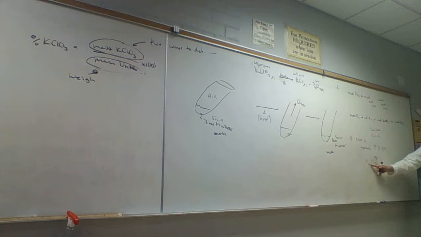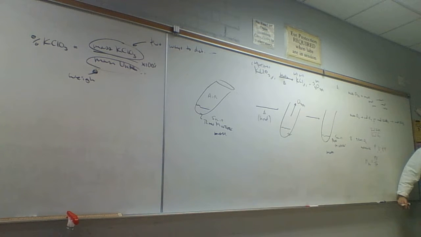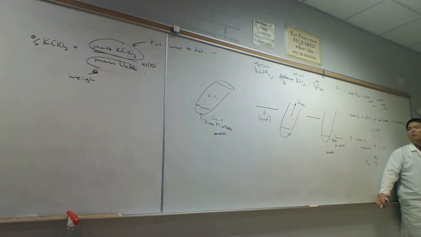If we have the moles of O2, then we can just go from here: moles of O2 to moles of KClO3, moles of KClO3 to mass of KClO3, and then figure out the percent KClO3 mass. And so there are two ways to determine how much oxygen is generated. One way is the mass difference in A. The second way is to actually physically trap the O2 and measure how much O2 was generated.